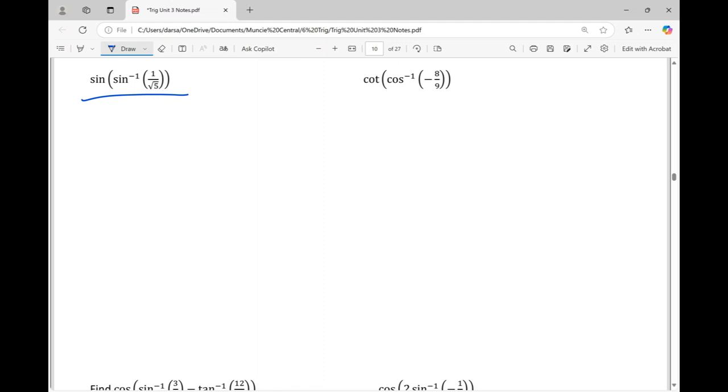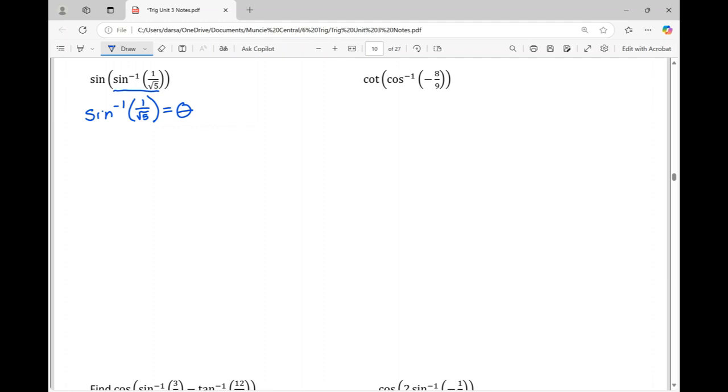So what is the sine of the sine inverse of 1 over the square root of 5? So we start with this inside. Remember, sine inverse means we're plugging in a number, and the thing that's coming out, the answer, is an angle. We'll call that angle theta. Now, what quadrant is this angle going to be in?